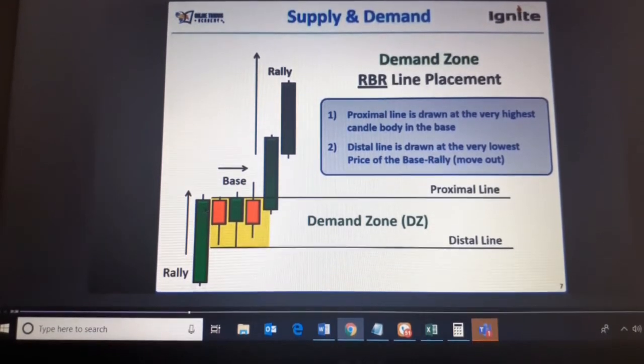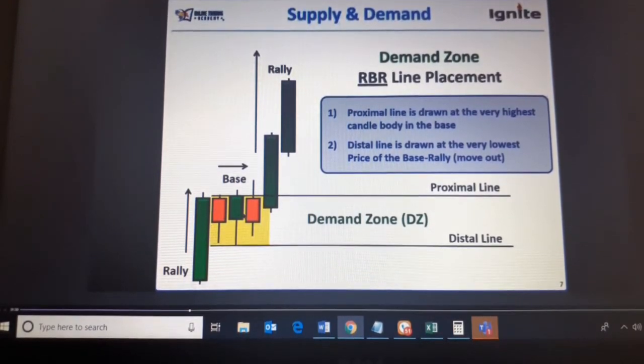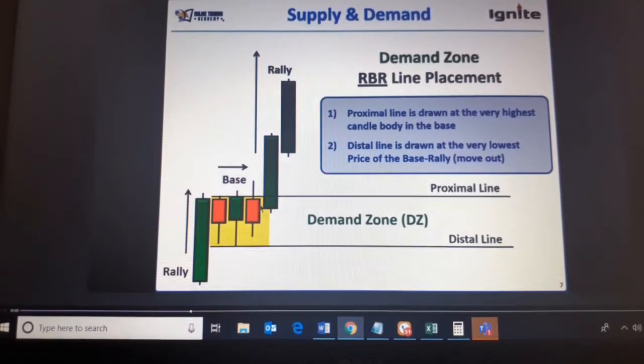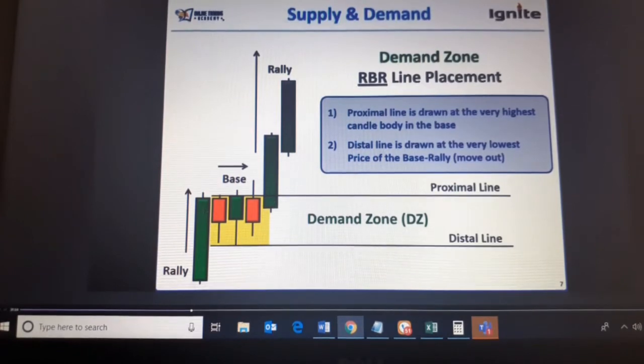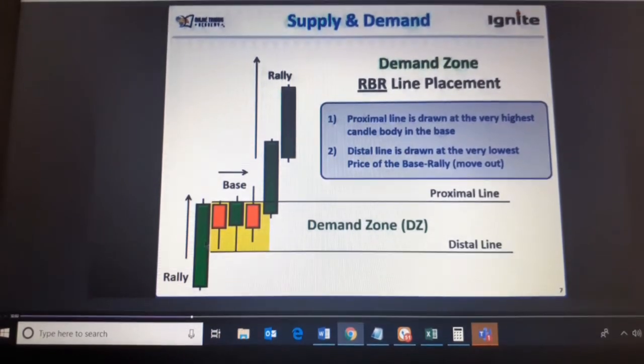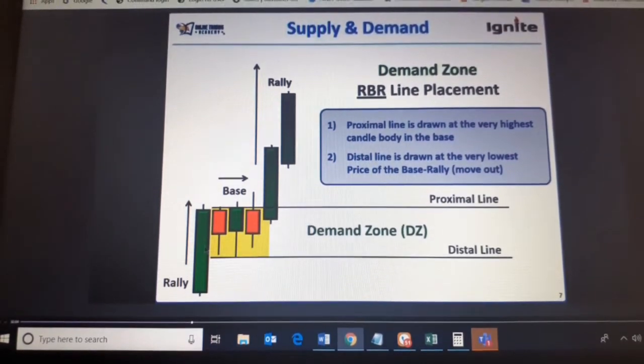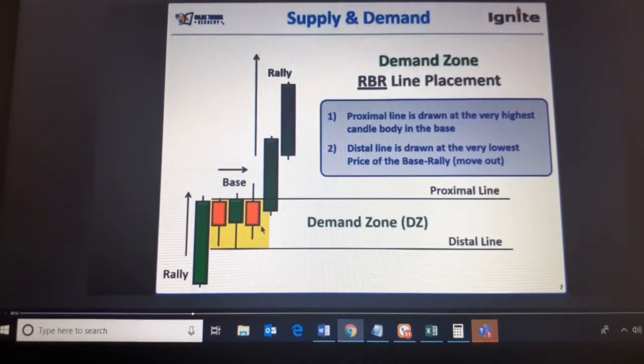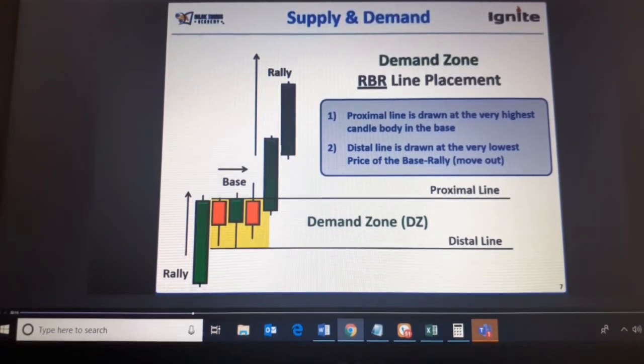So here, if the leg-in wick is lower than the base or the leg out, you have to ignore the leg-in wick. In case of a continuation pattern, you have to ignore the leg-in wick and draw the distal line on the lowest price of either the base or the leg out. It doesn't matter where the leg-in ends. We ignore the leg-in and draw our distal line on the lowest point of either the base or the leg out. The base and the rally is also called the move out.